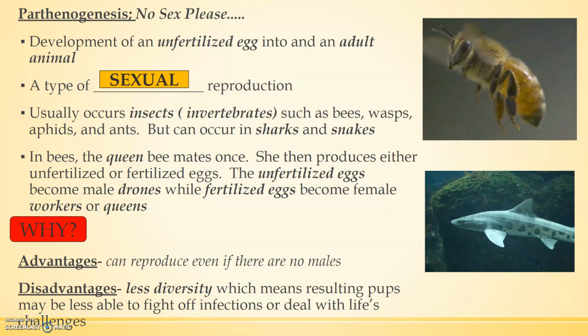So in bees, the queen bee mates one time. Then she produces either unfertilized or fertilized eggs. The unfertilized eggs become male drones, while the fertilized eggs become female workers, or some will become queens. So what are the advantages? Well, they can reproduce even if there are no males present. The disadvantages, however, are less diversity. So that means there are going to be fewer offspring able to fight infection or able to deal with challenges that arise from their environment.